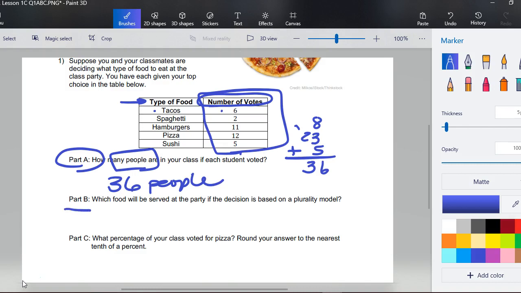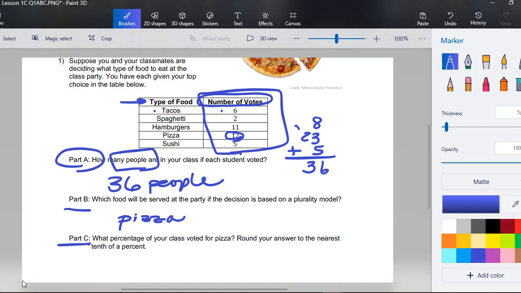Part B, which food will be served at the party if the decision is based on a plurality model. Back on the definitions, plurality means whichever one got the most votes. And so the one that got the most votes is pizza. So pizza will be served at your party.